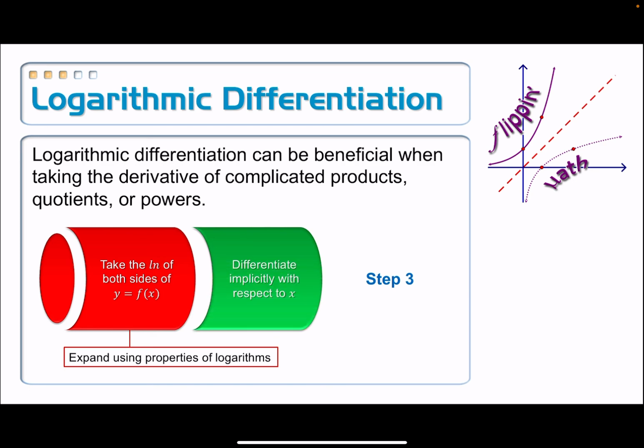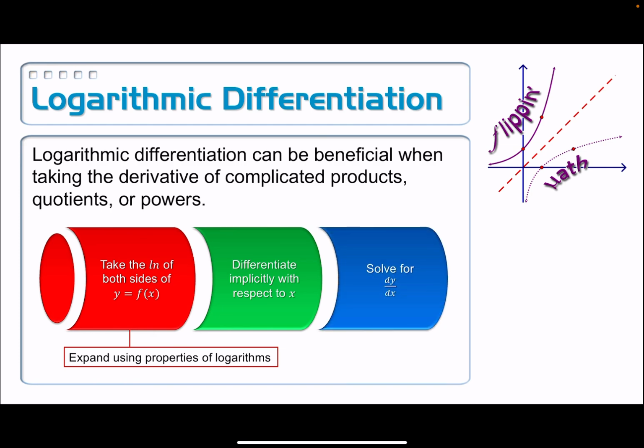Step 2, we're going to differentiate implicitly with respect to x. Anything that has a y, make sure you have a y prime in there. Anything with an x, you just differentiate normally. And then finally, you have to solve that thing for your dy/dx or your y prime. You'll have to probably go back and substitute the original equation back in, just like we had to do when we were taking the second derivative implicitly.